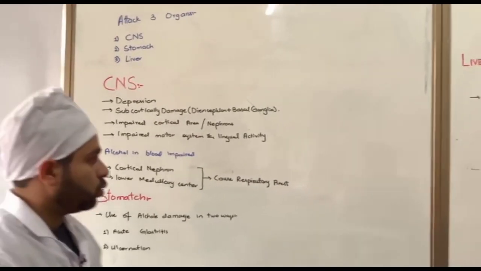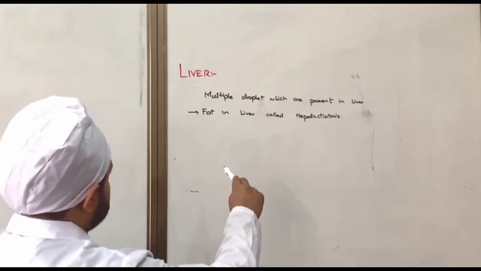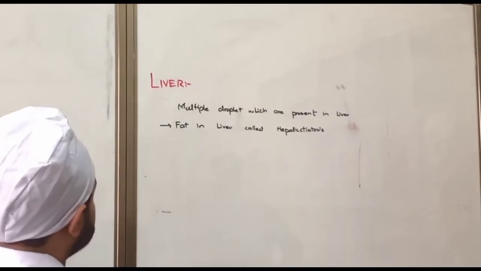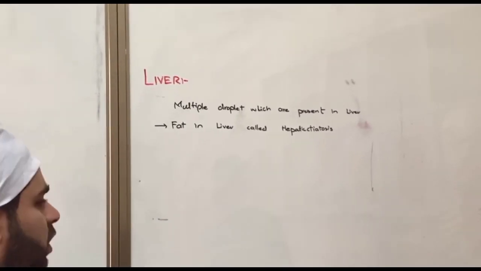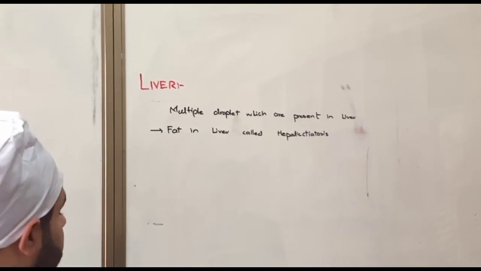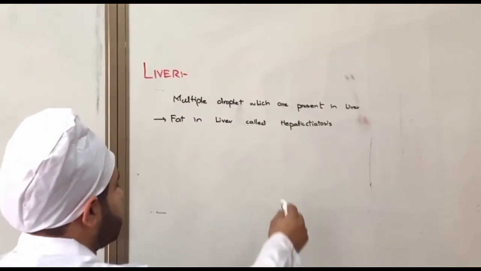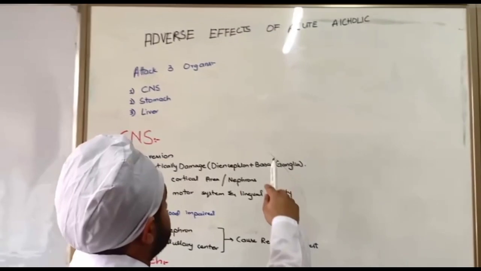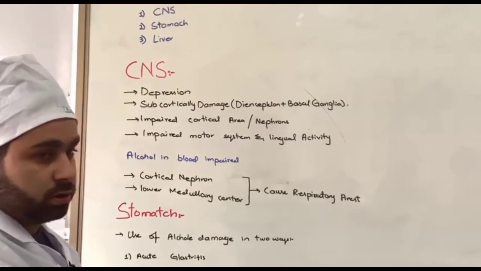Now we go to the liver. The acute alcoholic effects on the liver are multiple, for example, multiple fat droplets which are present in the liver or accumulate in the liver that cause fat in the liver, called hepatic steatosis. The acute alcoholic changes are reversible.